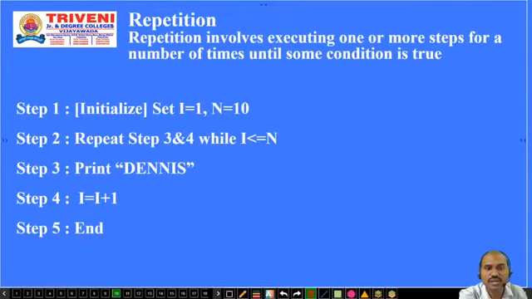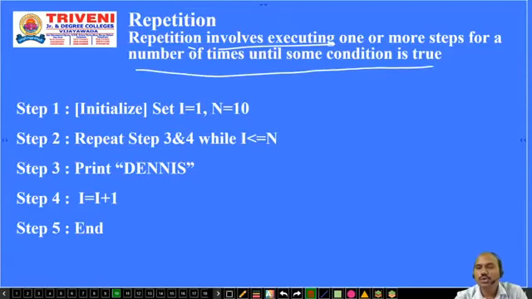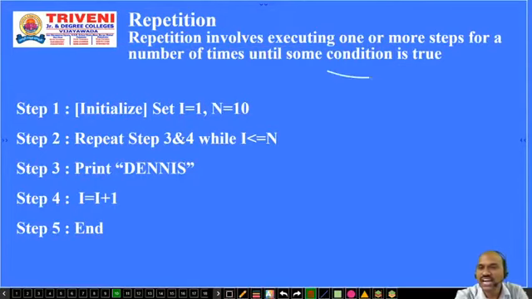Repetition involves the execution of one or more steps a number of times until the condition is true. The process stays within the loop until the condition is satisfied.